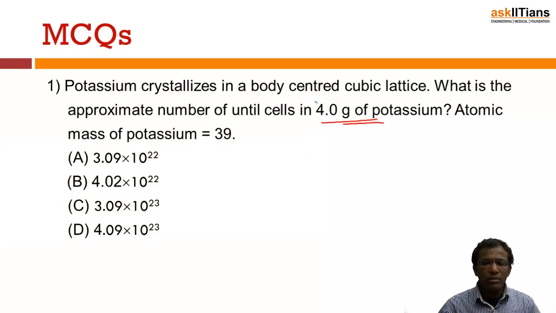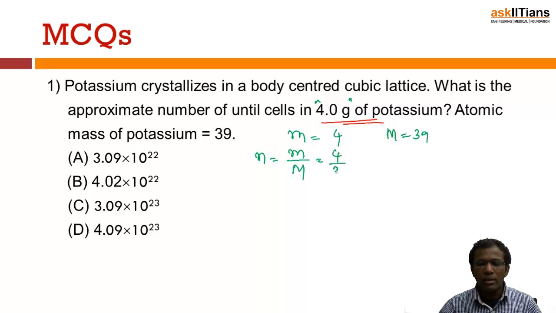Here it is given that we have taken 4 grams of potassium. So, the mass of potassium we have taken is 4 grams and its atomic mass is 39. So, from this we can calculate the number of moles, right? That is mass by molar mass, 4 by 39. This is the number of moles, right? So we know that 1 mole contains 6.023 into 10 power 23, the Avogadro number, of potassium atoms, right?